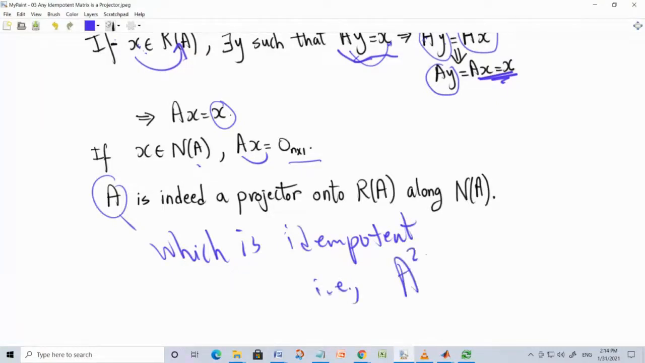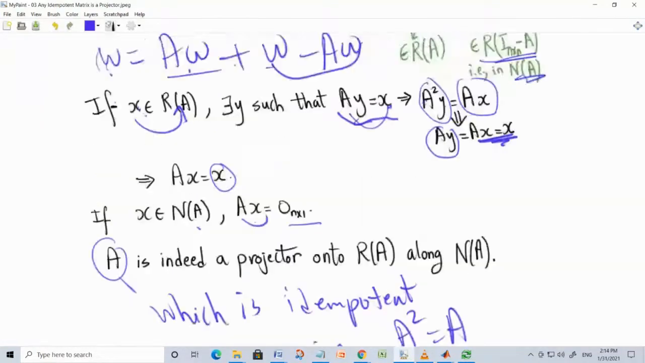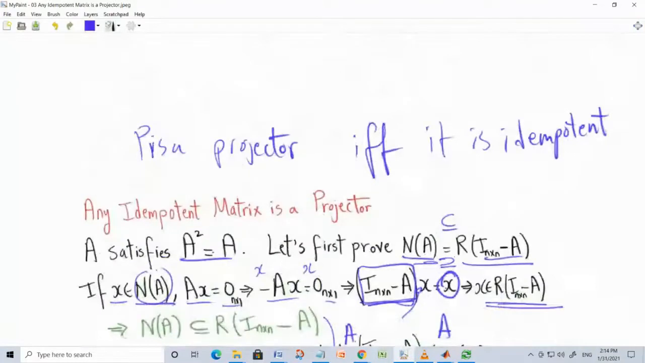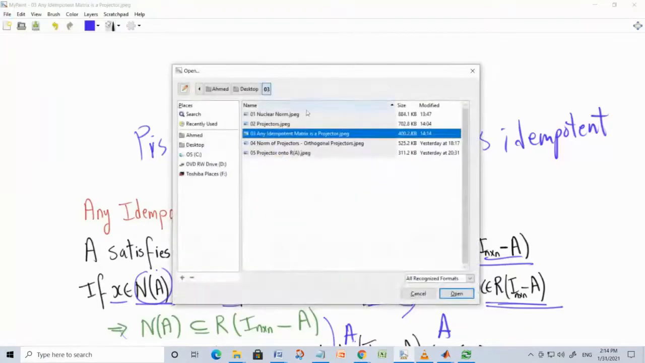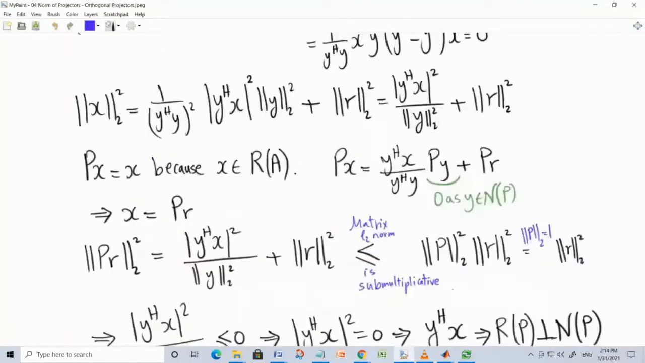So an idempotent matrix A, and this is crucial, that is to say A squared is equal to A, is a projector onto R(A), the range or the column space of A, along the null space of A. Any idempotent matrix is a projector, and from the previous page, any projector, you can see that from its definition, you can show that it is idempotent. So idempotent if and only if a projector. So these two classes of matrices are the same. Any question? Okay.